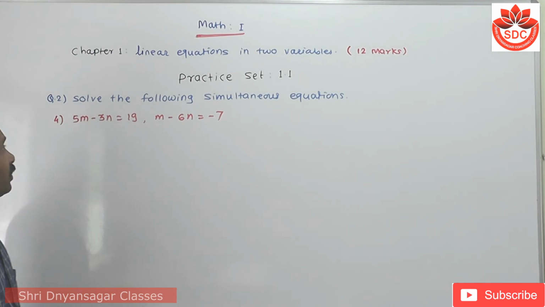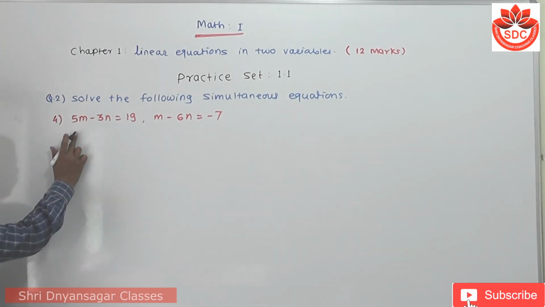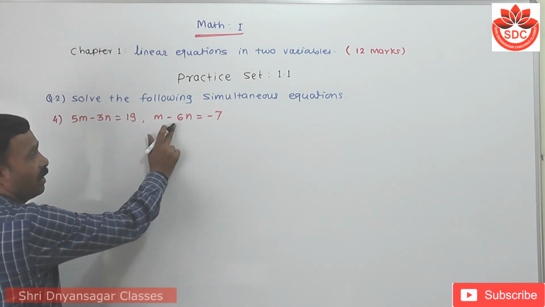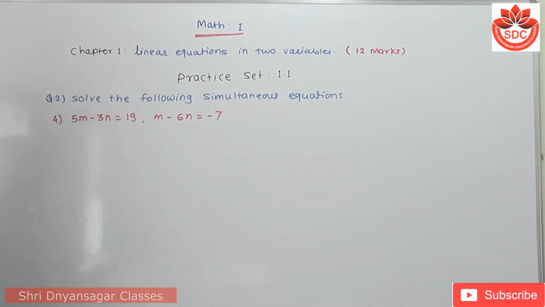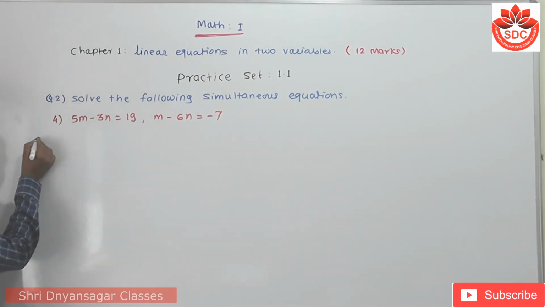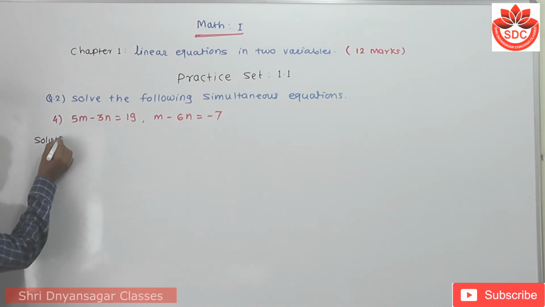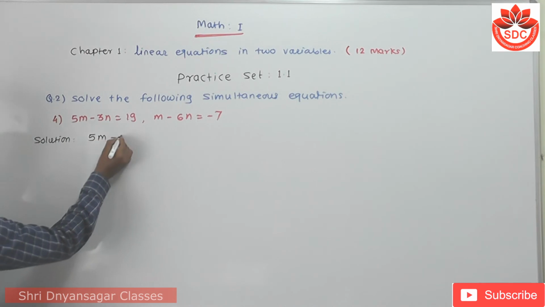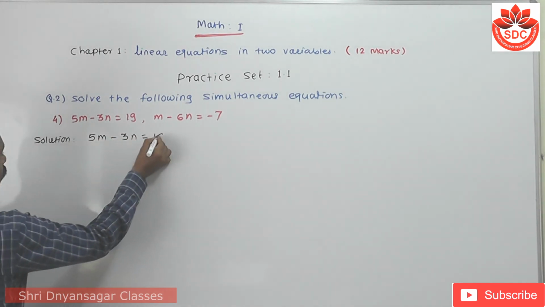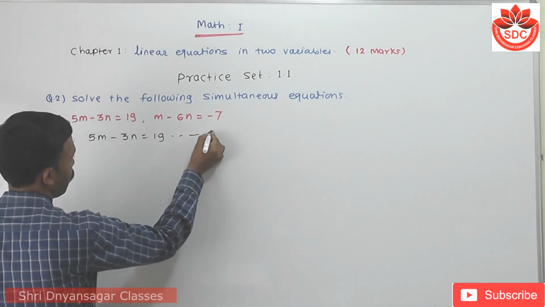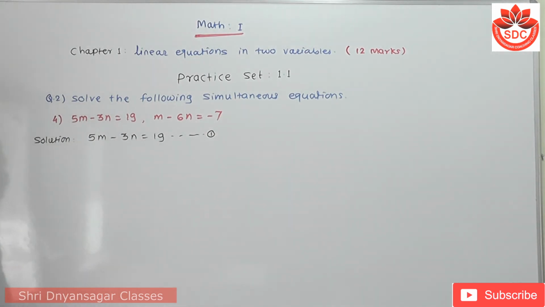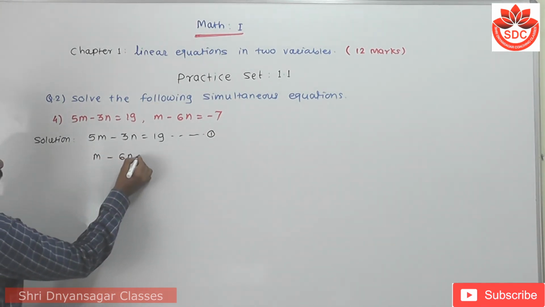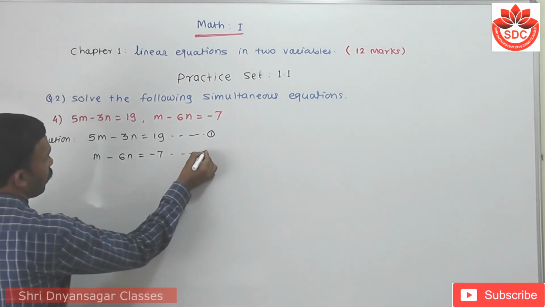Okay, the next question, question number 4: 5m minus 3n is equal to 19. The second one is m minus 6n is equal to minus 7. Now student, the solution of this equation is: the first equation is 5m minus 3n is equal to 19. Suppose that this is equation number first. The second one is m minus 6n is equal to minus 7, equation number second.